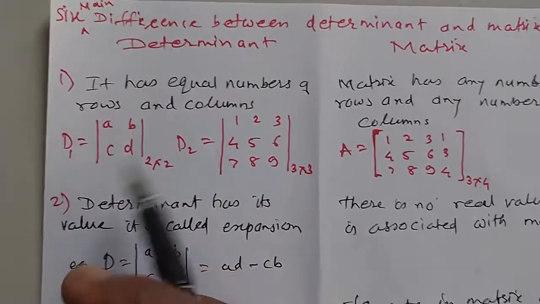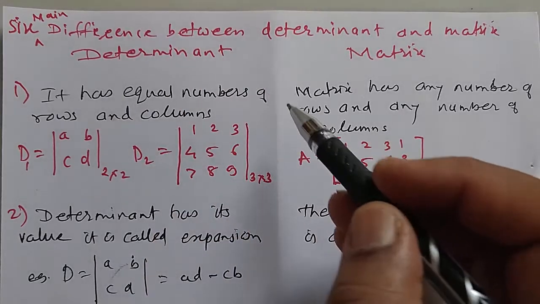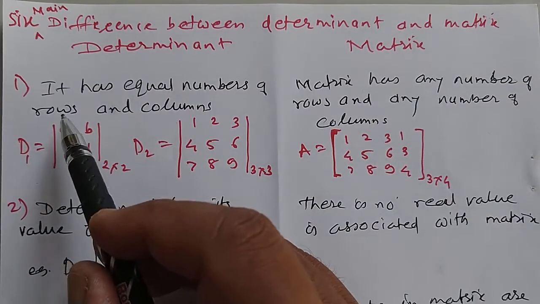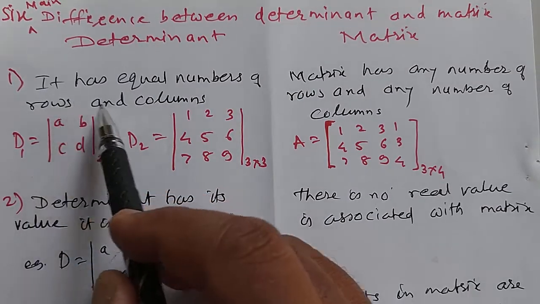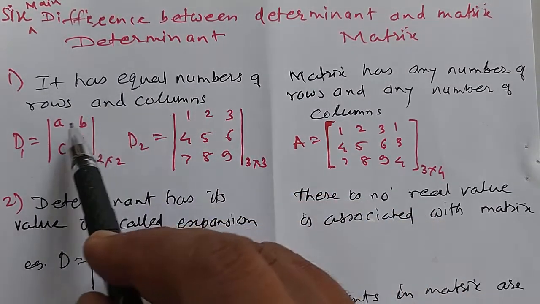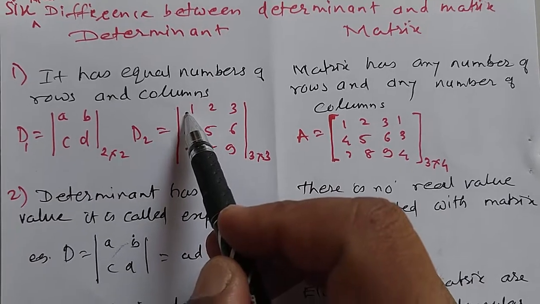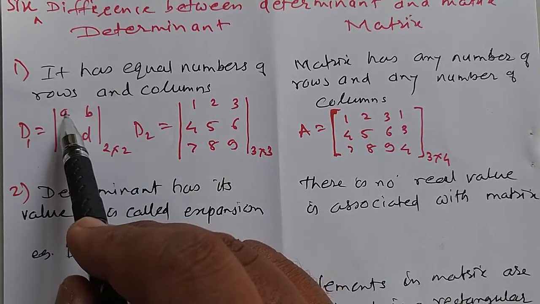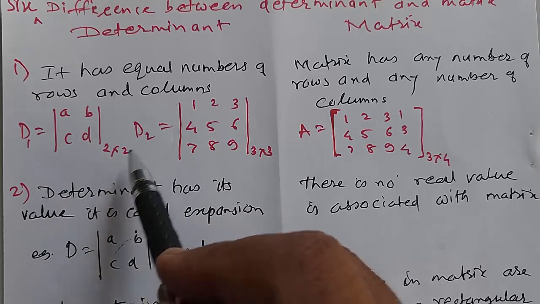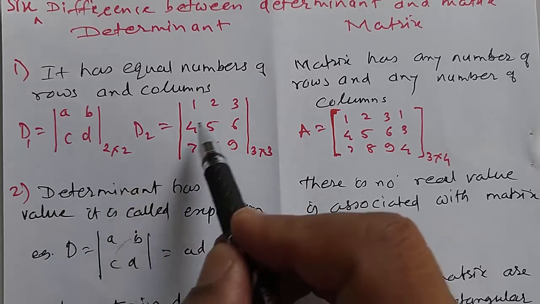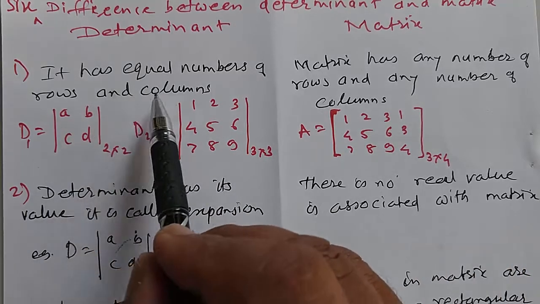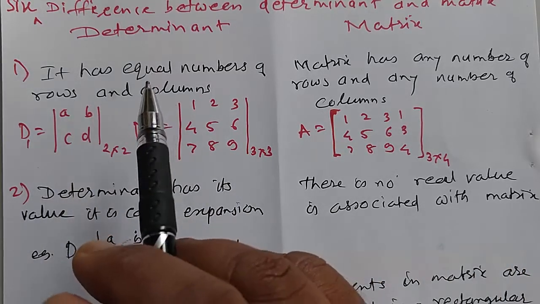Now, first, there are 2 columns, determinant and matrix. The first is, determinant has an equal number of rows and columns. Example, D1, suppose here 2 rows, 2 columns. Another example, D2, 3 rows, 3 columns. So, a determinant has an equal number of rows and columns.